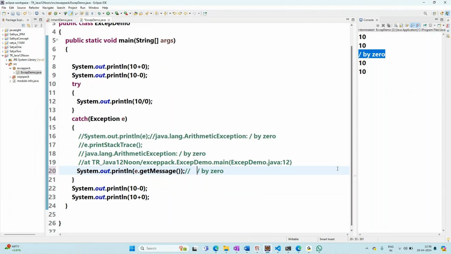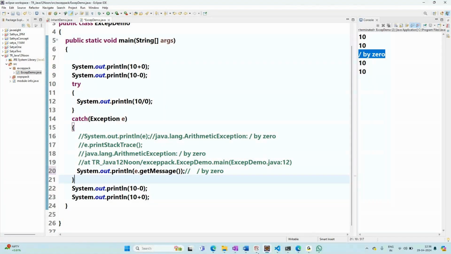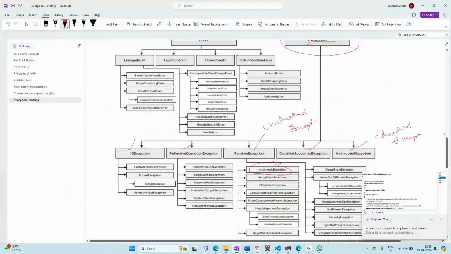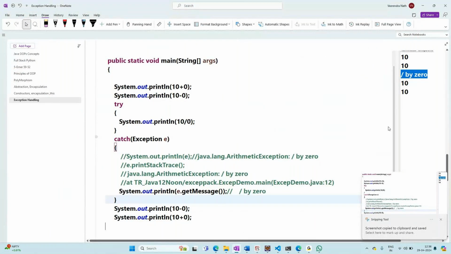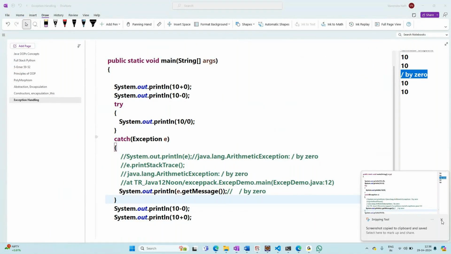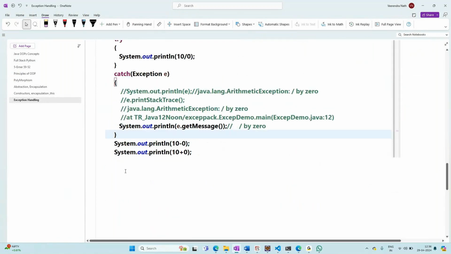So try along with catch. Finally is not compulsory, so without finally also you can write. Here we are going for the exception handling mechanism where we are handling the exception. So / by zero, System.out.println(e.getMessage()) gives / by zero, while the exception prints java.lang.ArithmeticException: / by zero.